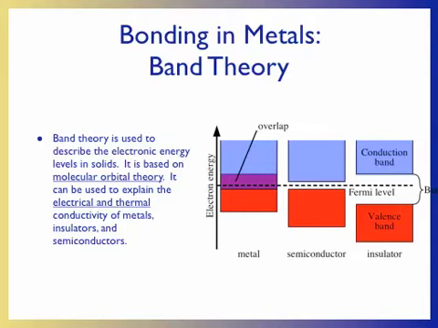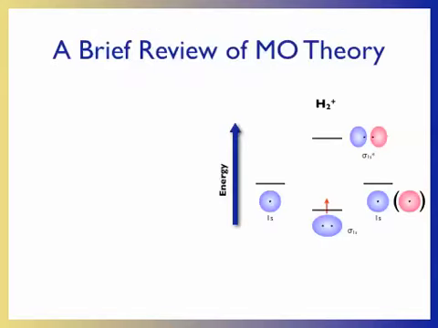It also works well for insulators and semiconductors. We can use band theory to describe many properties of metals, including their electrical and thermal conductivity. So, how they can conduct electricity, and also how they can conduct heat. In this chapter, we'll look at band theory for metals and semiconductor elements. But first, we should review a little bit of molecular orbital theory.